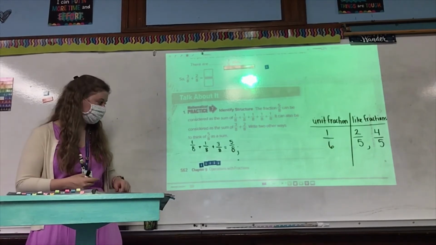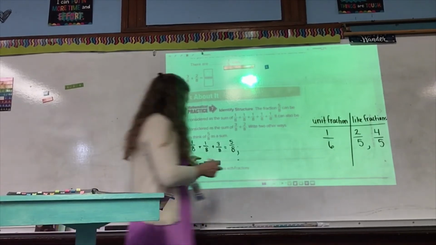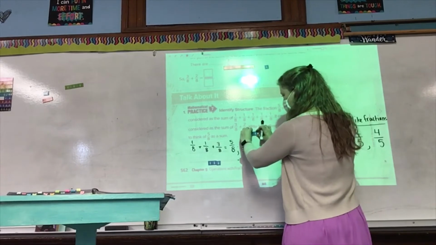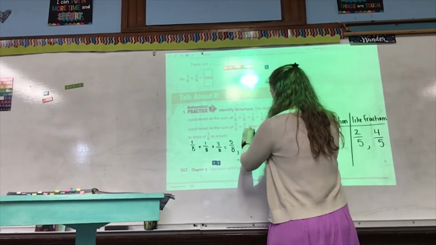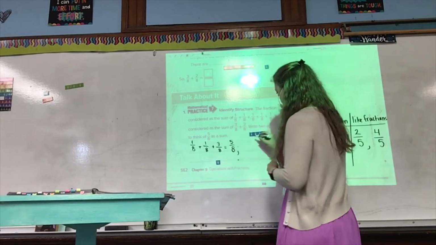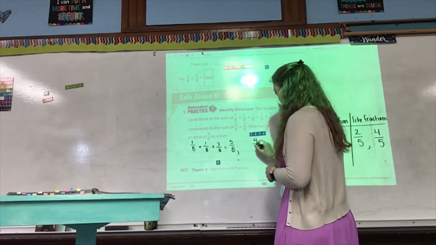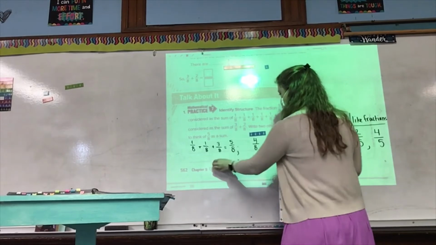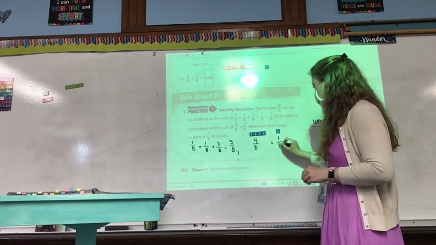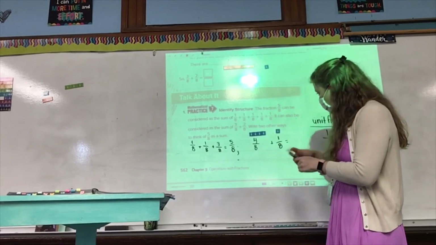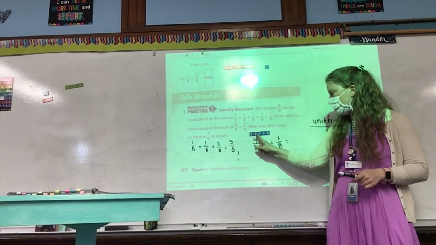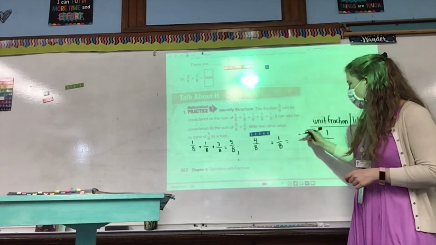4/8 plus 1/8. 4/8. 1, 2, 3, 4. Plus 1/8. If we squeeze them together, we have 1, 2, 3, 4, 5/8.